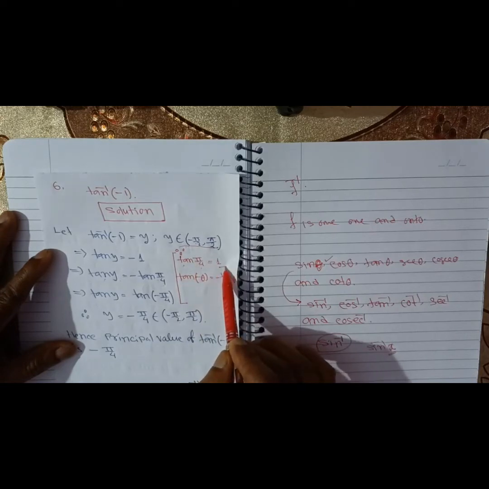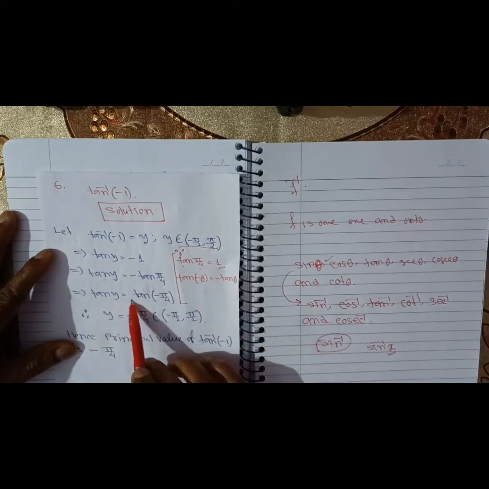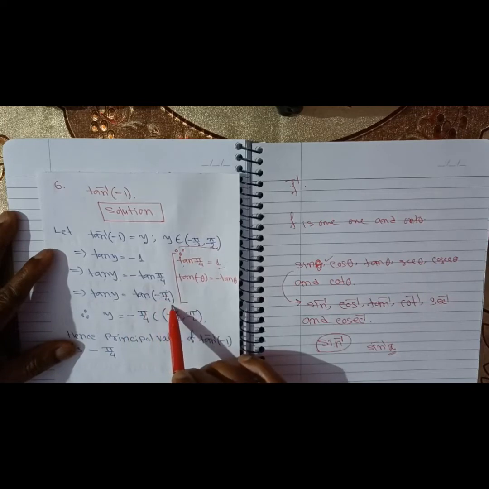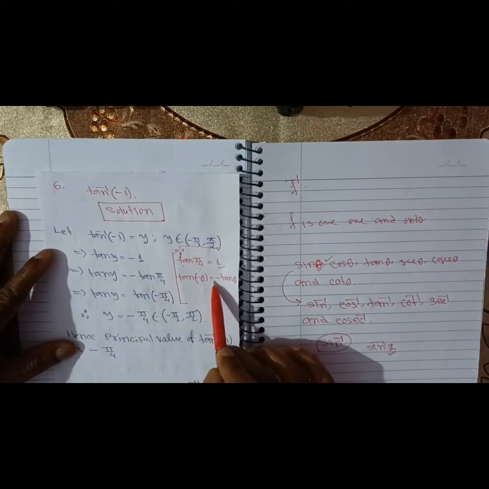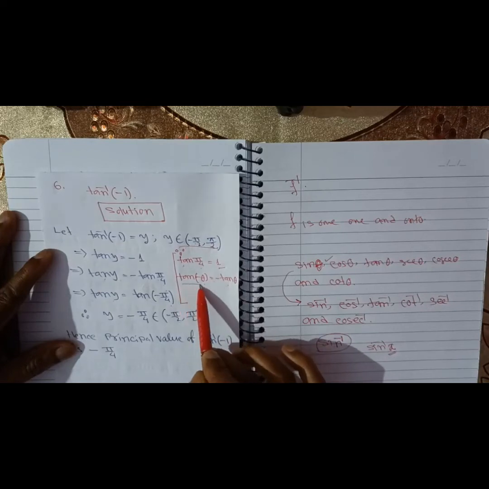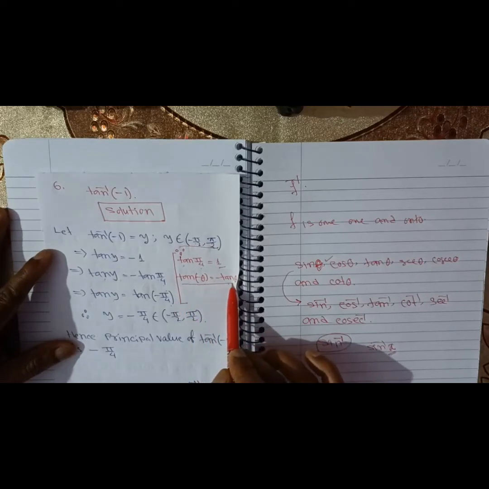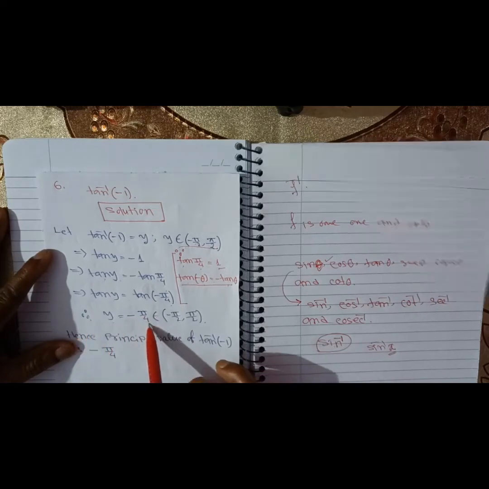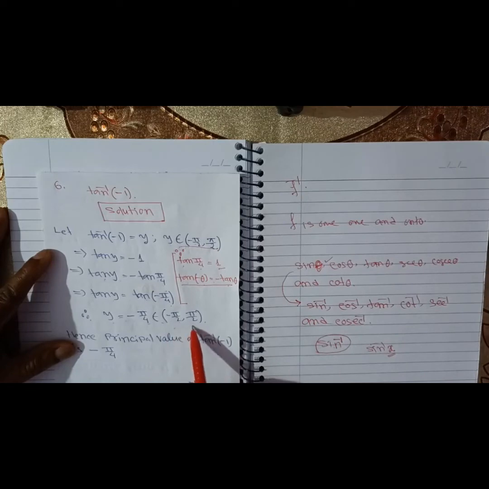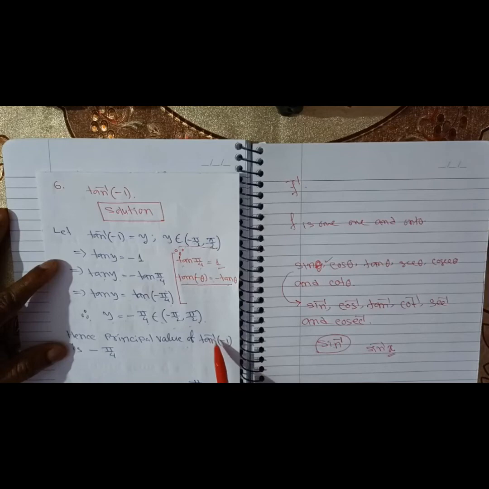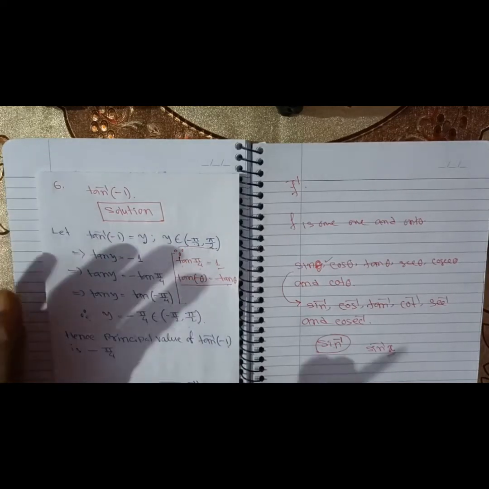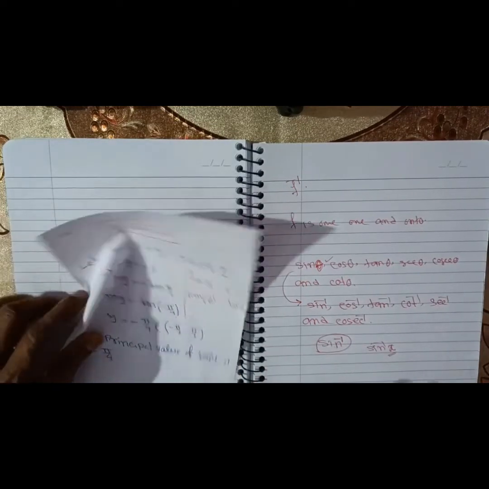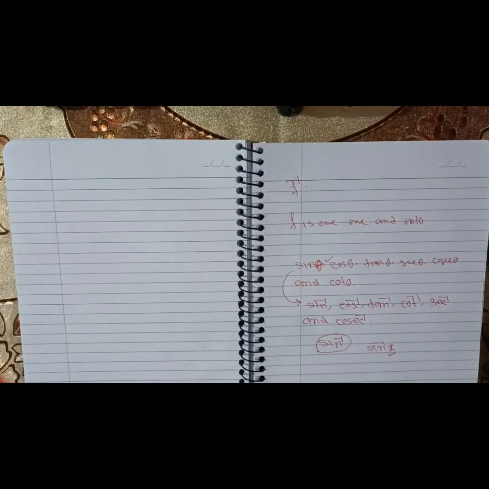since tan pi by 4 is equal to 1. This implies tan y is equal to tan minus pi by 4, since tan of minus theta is equal to minus tan theta. It is found in class 11. Then, therefore, y is equal to minus pi by 4, which belongs to the principal value branch. Hence, principal value of tan inverse minus 1 is equal to minus pi by 4. This is a simple question to solve. Next, we are going to the next question.